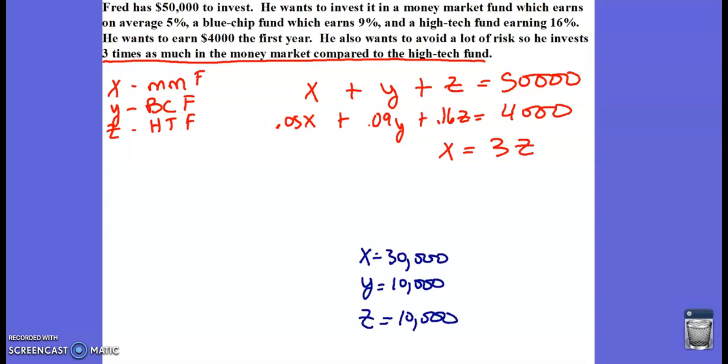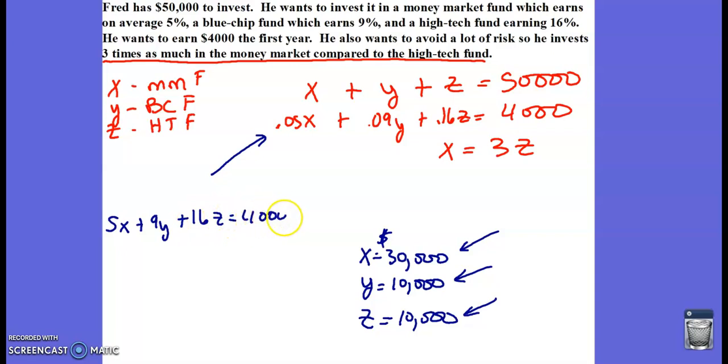Once you solve it, you're going to end up getting the X, the money market fund, $30,000 is how much he is investing, and then the Y and the Z, that's how much he invested in each account. And by the way, one recommendation if you take this as an example and solve it: to get rid of those decimals, multiply everything by 100. So that would be 5x plus 9y plus 16z equals 400,000. That's what I would do to get rid of those decimals, right off the bat.